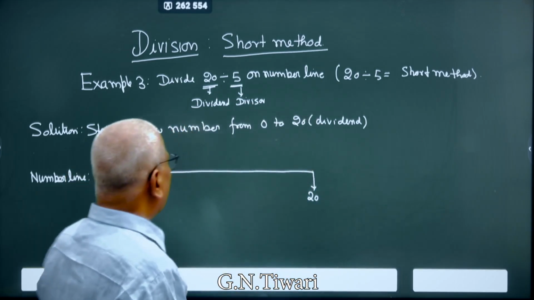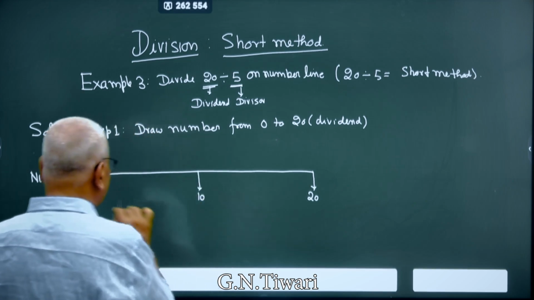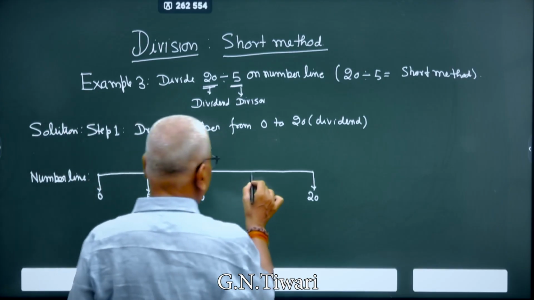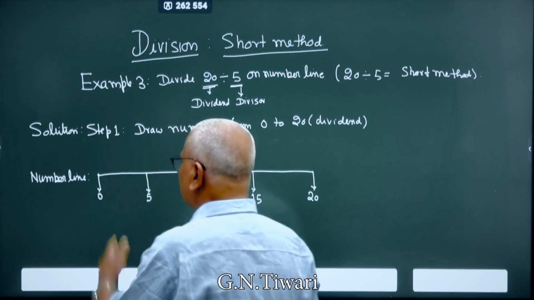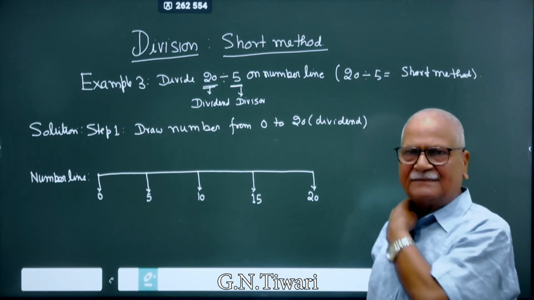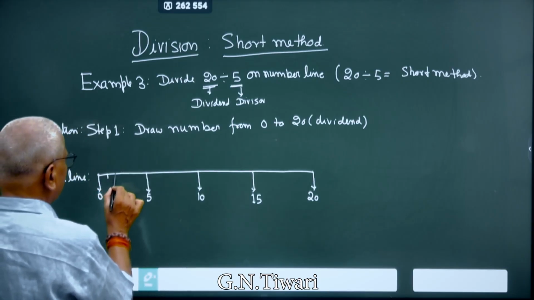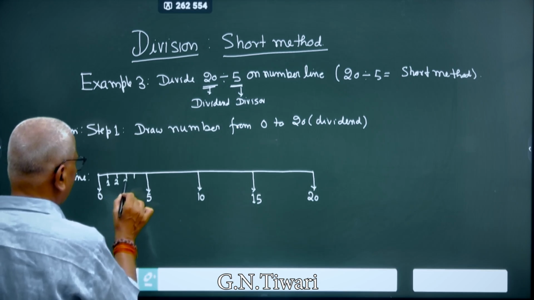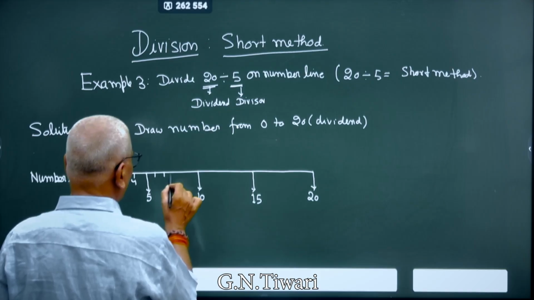If you have this line, so approximately you can put 10 here. Then between 0 and 10, you can approximately put 5 here. Then 15 here. This 0, 5, 10, 15, 20 should be a bigger line, right? Then you can divide this in the 5 region. 5 region means 1, 2, 3, 4, right?